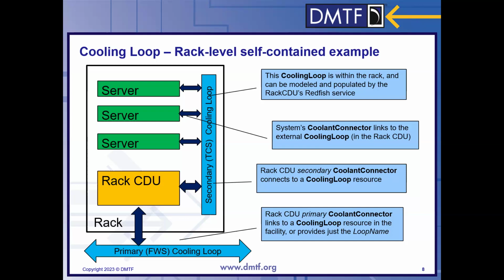So here's an example, just a very simple block diagram of what the model looks like. In this case, I've got a physical rack that's containing a bunch of gear. There's a primary side, facility water system cooling loop, and then there's a secondary or technology cooling system, if I get that acronym right. There's a loop that comes out of that through the CDU, and then that is feeding individual servers. So each of the blue arrows here represents a coolant connector in the Redfish model, and so this can all be rendered from the CDU's perspective.